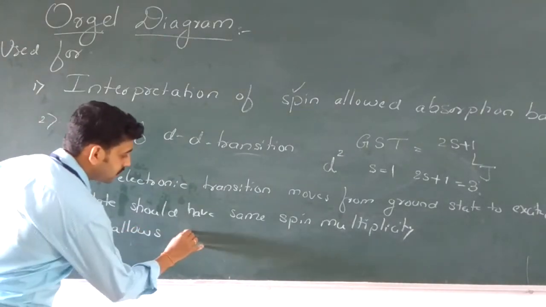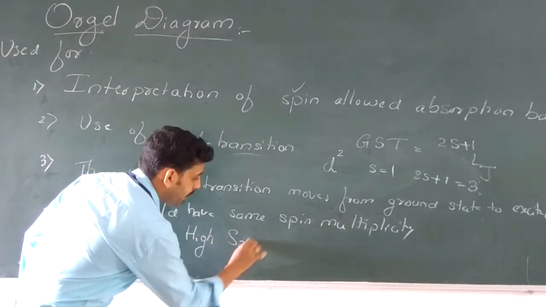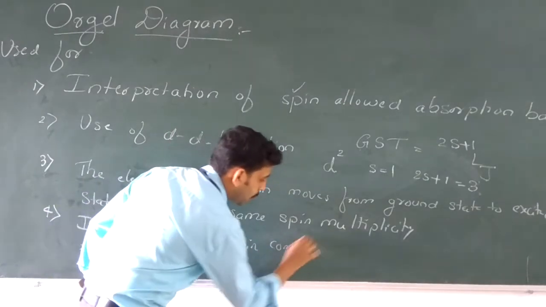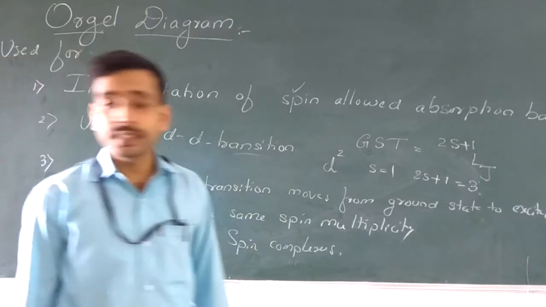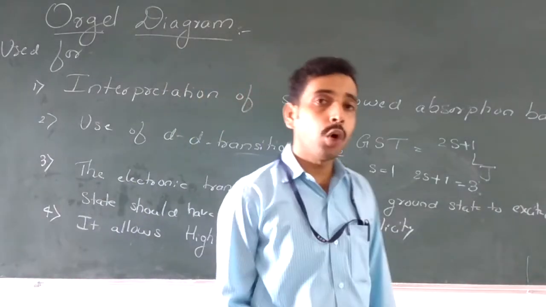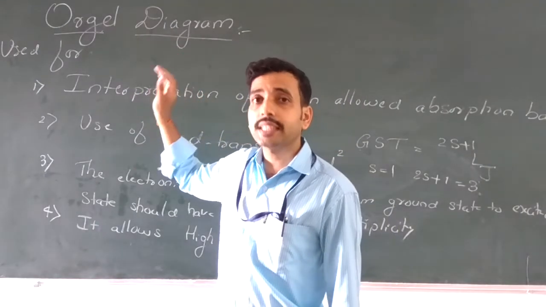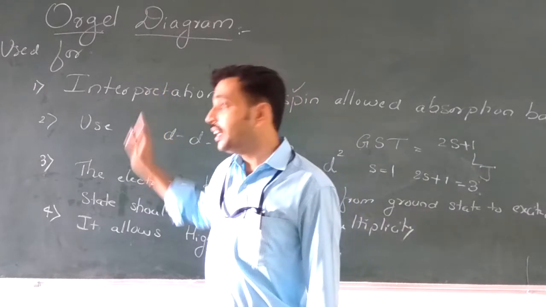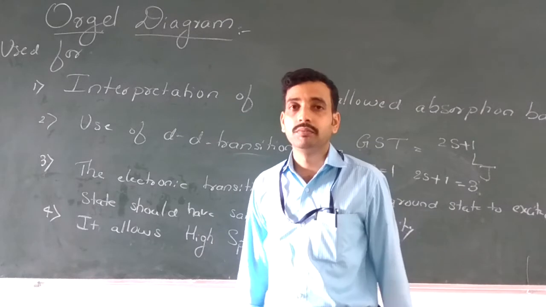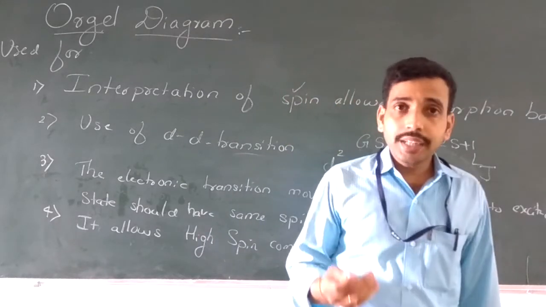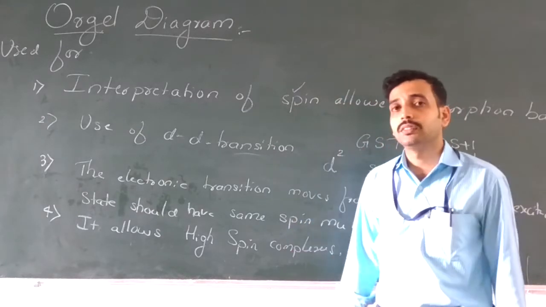allows high spin complexes. It allows high spin complexes. It means the Orgel diagram shows the electronic spectra or electronic bands in high spin complexes only, not for low spin complexes. It is restricted to high spin complexes only.